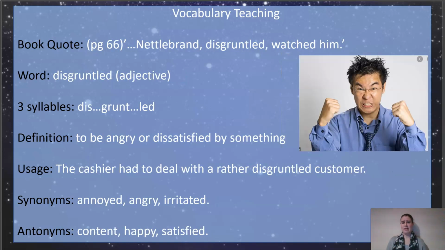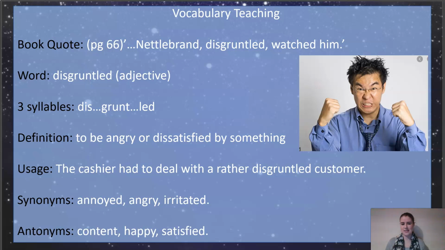Now, one of the other words we're looking at, page 66, we're introduced to Nettlebrand. I wonder if you guys know who Nettlebrand is. Now, Nettlebrand, disgruntled, watched him. Now disgruntled is the word we're going to look at. This is an adjective. So this is describing almost how he's doing something, or how he is. So he is disgruntled. Disgruntled means to be angry or dissatisfied by something. So you're not happy about something. Now it's 3 syllables, disgruntled.